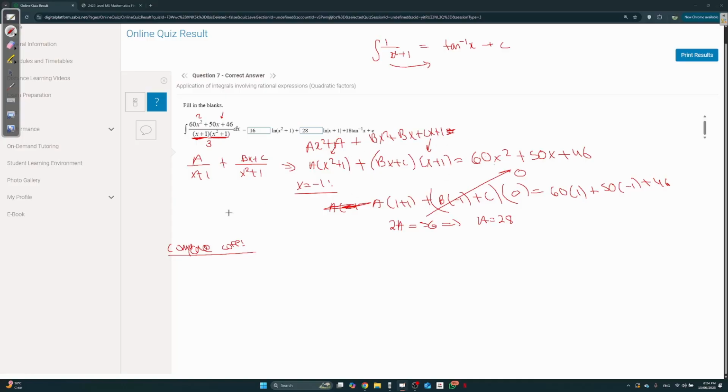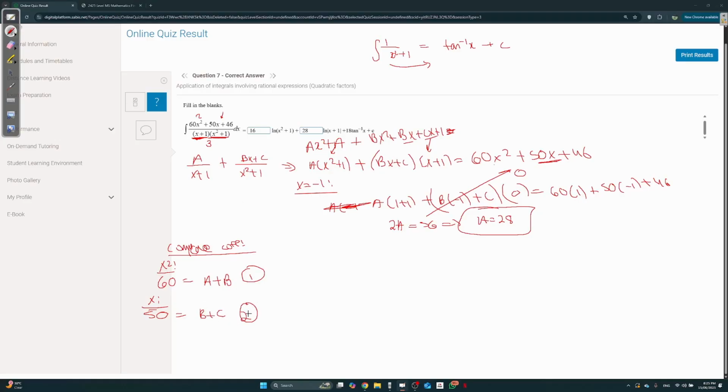Let's start with the coefficient of x squared. On the right, it's 60. On the left, it's a and b, so a plus b. Ax squared and bx squared, you see them? Let me put a box around this. We're going to call this equation 1. Now let's take a look at the coefficient of x. On the right, you have a 50. On the left, you have b and c, so b plus c. We're going to call this equation 2.